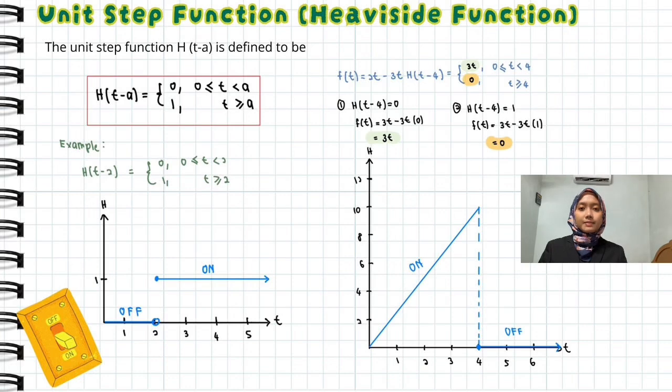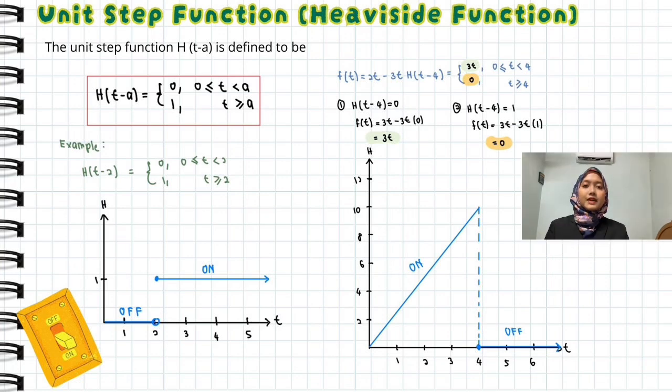Before proceeding to the inverse Laplace transform, we should understand a special function known as the unit step function, also called the Heaviside function. The unit step function acts like an on and off switch. When t is greater than or equal to 0 and less than a, it is 0. When t is greater than or equal to a, it is 1. Before time a, the function is off and has a value of 0. At and after time a, the function turns on and has a value of 1. Example, f(t) is equal to 3t minus 3t h(t minus 4). When t is greater than or equal to 0 and less than 4, f(t) becomes 3t. When t is greater than or equal to 4, f(t) becomes 0.